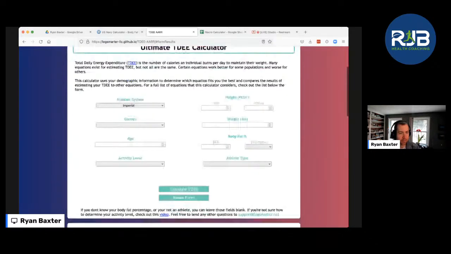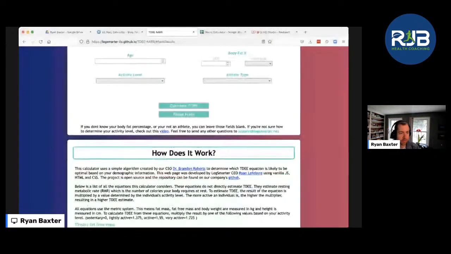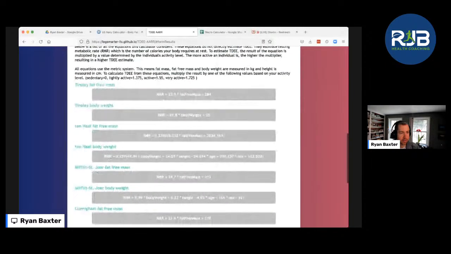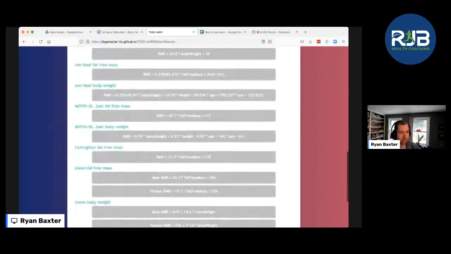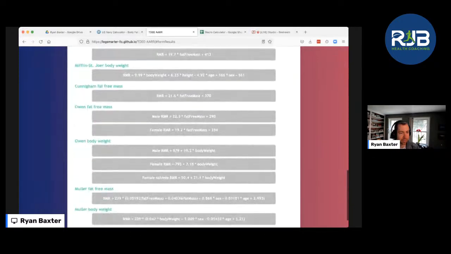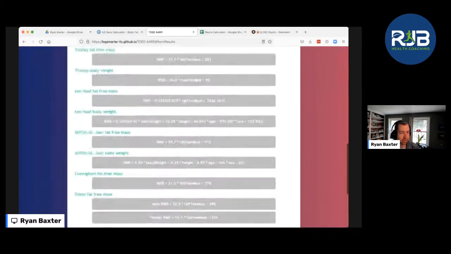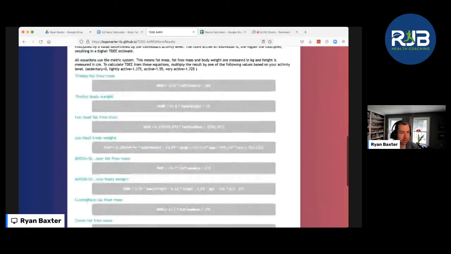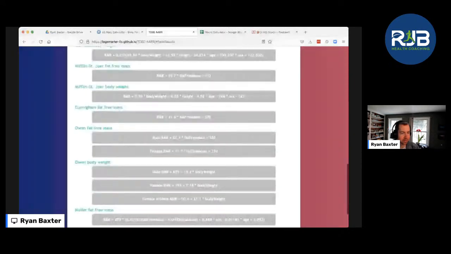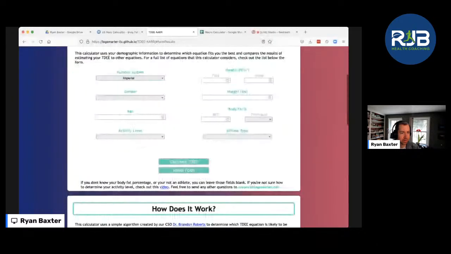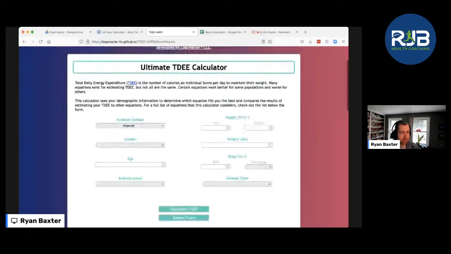But I like this website. It's pretty good because it includes all the different types of formulas that people have for calculating daily caloric energy expenditure. You can see there's probably 10 or so here that you could choose from, but it selects the best one for you. You enter in a little bit of information, and you'll get some type of estimation, and you can see all the different values.